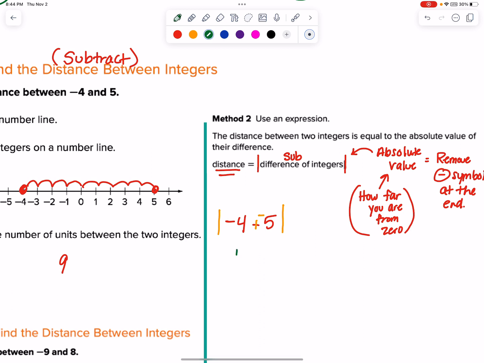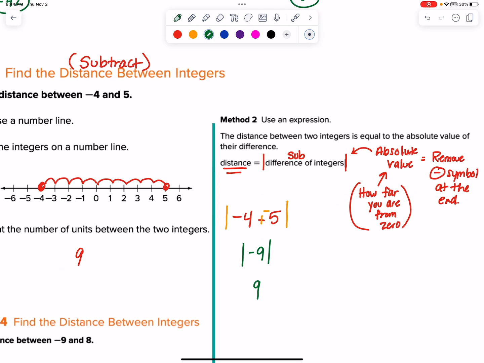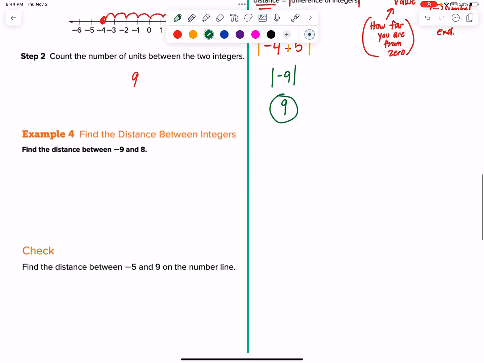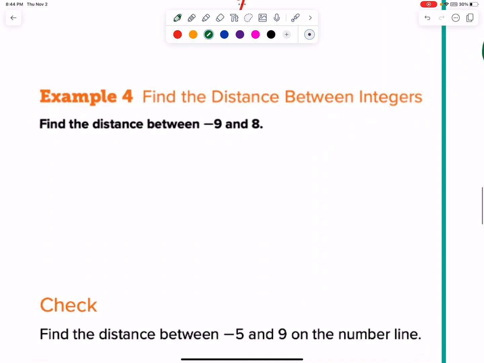So right now, here's where we're at. If I bring this down, we're at a -9. But what's the absolute value of -9? It's just 9. So the distance between the two integers is 9. You can see we get the same answer. But that's mathematically how you would do it. So let's use that mathematical method here.